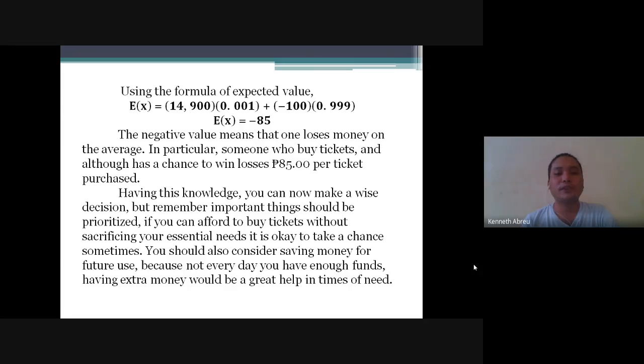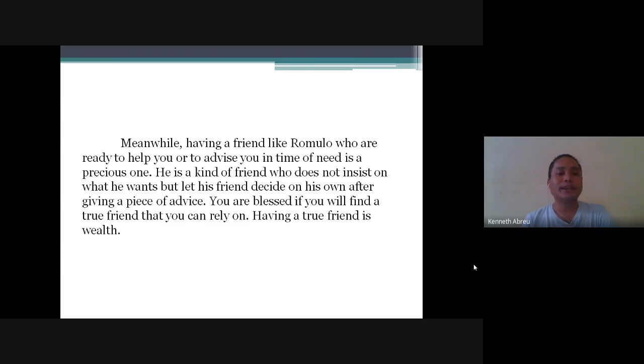You should also consider saving money for future use, because not every day you have enough funds. Having extra money would be a great help in times of need. Meanwhile, having a friend like Romulo who is ready to help you or to advise you in times of need is precious. He is a kind of friend who does not insist on what he wants, but lets his friends decide on their own after giving a piece of advice. You are blessed if you find a true friend that you can rely on. Having a true friend is a wealth.